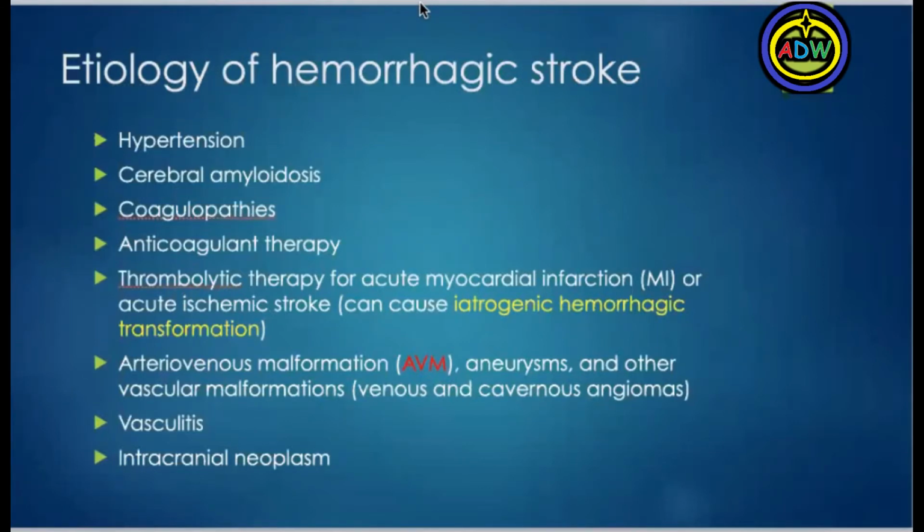Hypertension, when there is blood pressure more than 140/90. Cerebral amyloidosis, coagulopathies, anticoagulant therapy, thrombolytic therapy for acute myocardial infarction or acute ischemic stroke, arteriovenous malformation, aneurysms, and other vascular malformations, vasculitis, brain tumors. So all these conditions can be a cause of hemorrhagic stroke.